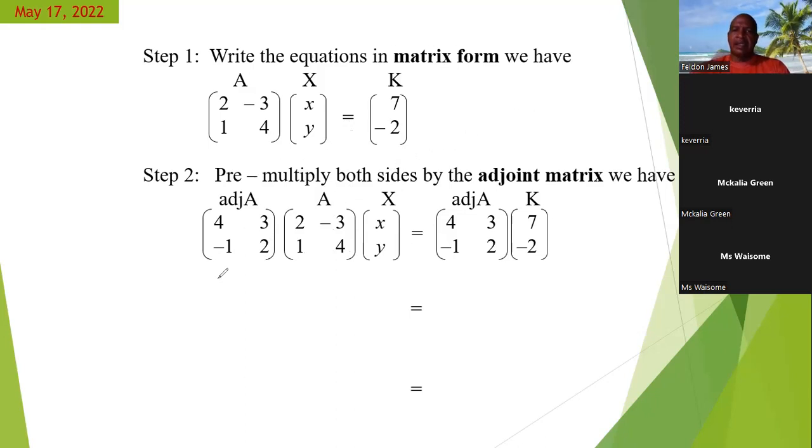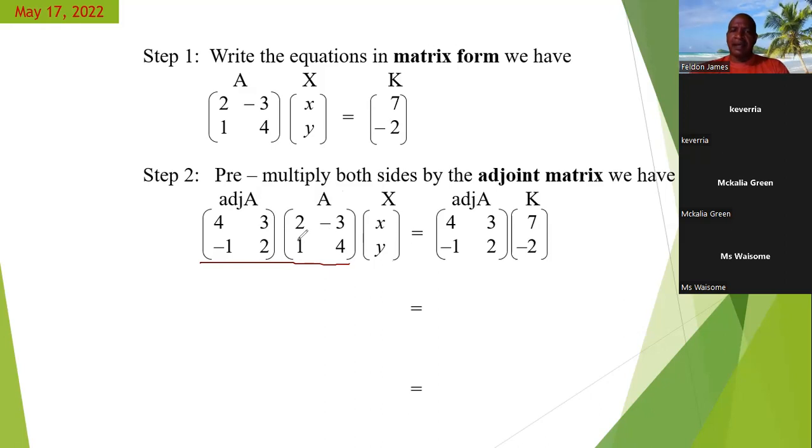Go over again, please. I'm saying that for these two, you multiply these first and ignore the matrix X. So you multiply these to get a single matrix, and then you're going to times it by the X again. Is that clear? But when you multiply these two, you're multiplying adj A times A. And I'm saying to you, this will give you a diagonal matrix when you multiply these two, because that's what we've been doing in the previous activity.